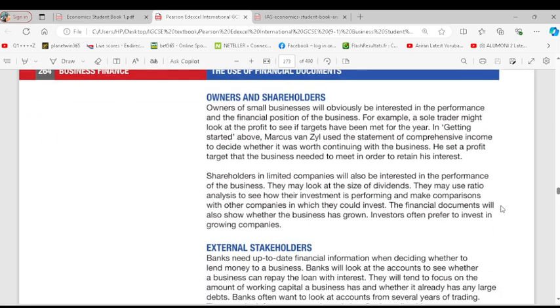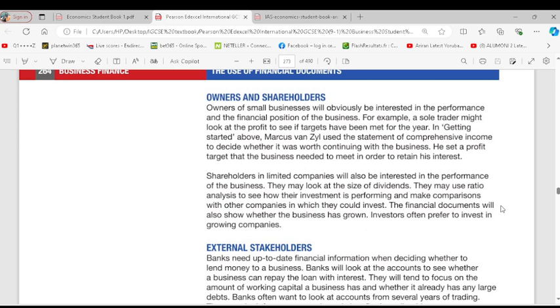Now, owners and shareholders. Owners of small businesses will obviously be interested in the performance and the financial position of the business. Owners of the business need to know because they want a return on their investment. Yes or no? They want to see how their assets are growing, how their liabilities are reducing. They want to see how much revenue they are making compared to last year.